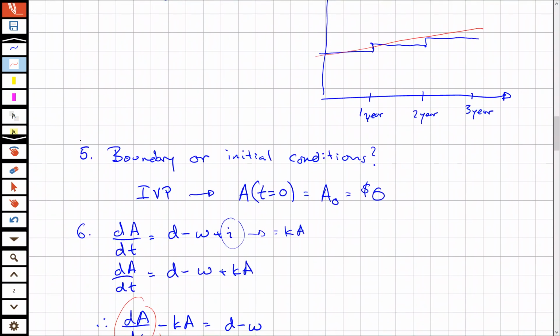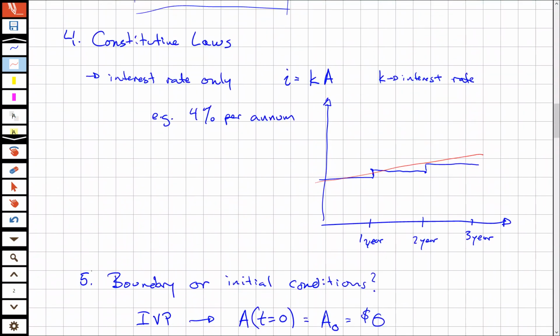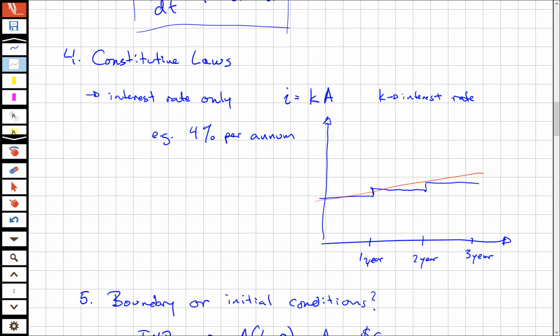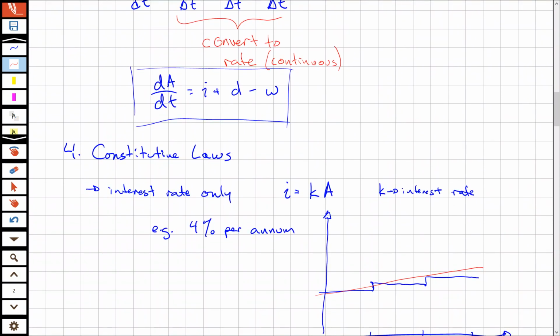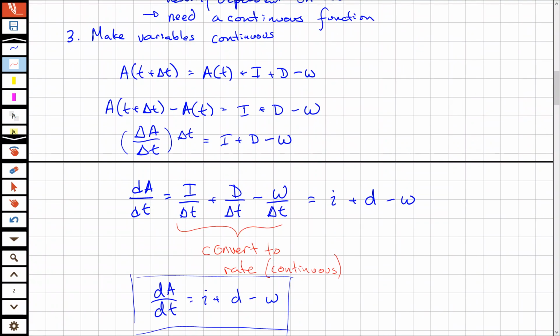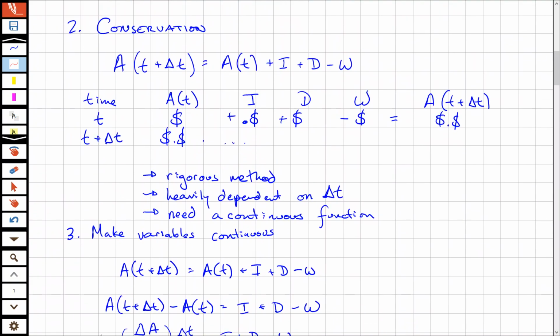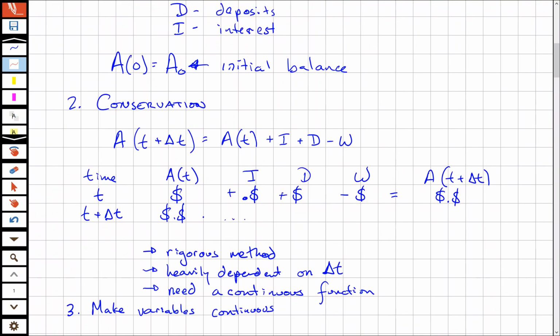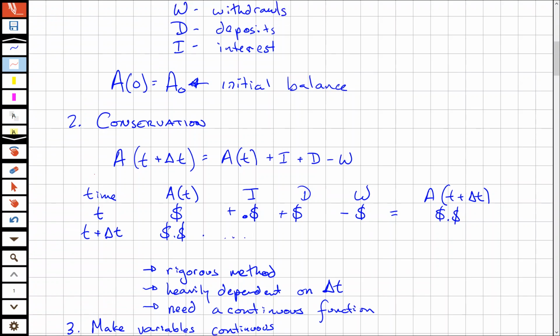And then as well, okay, how did we go about the setup and the formulation? So talking about things like the constitutive laws. So how are the different variables related to each other? Talking about making our variables continuous. What is the conservation law? So in our engineering problems, again, it's going to be things like mass and energy, not so much finance, but still the same idea applies. You have to have a law for how things come and go.